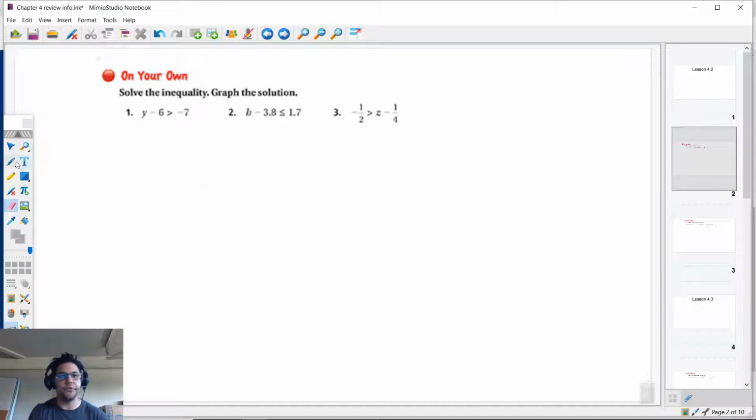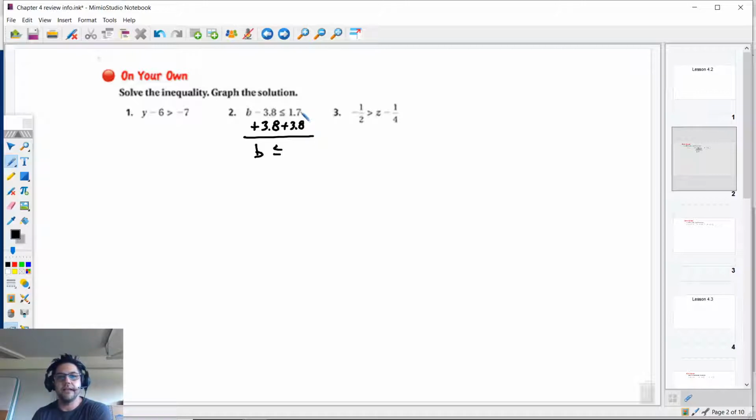Number 2. Structure looks really good as well. Variables on the left side like I want. Let's see. It says subtract 3.8. So I'm going to add 3.8 on both sides, and I'm going to try and get those lined up there. So I'm going to have b is less than or equal to, and then I'm just going to do quick addition.